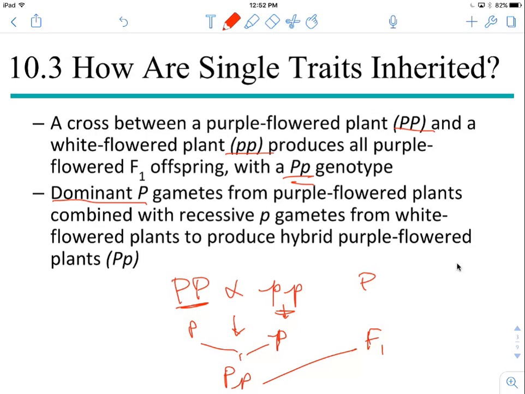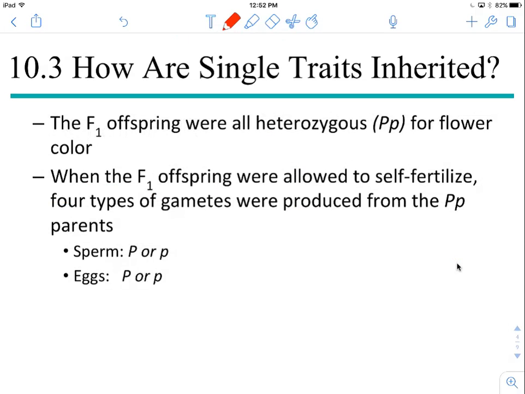This explains the data from the last screencast that Mendel was seeing in these crosses. When you have one of each allele, you're called a hybrid, and hybrids are heterozygous. Hetero means two different, one of each, hybrid plants. So the F1 offspring were all heterozygous for flower color.